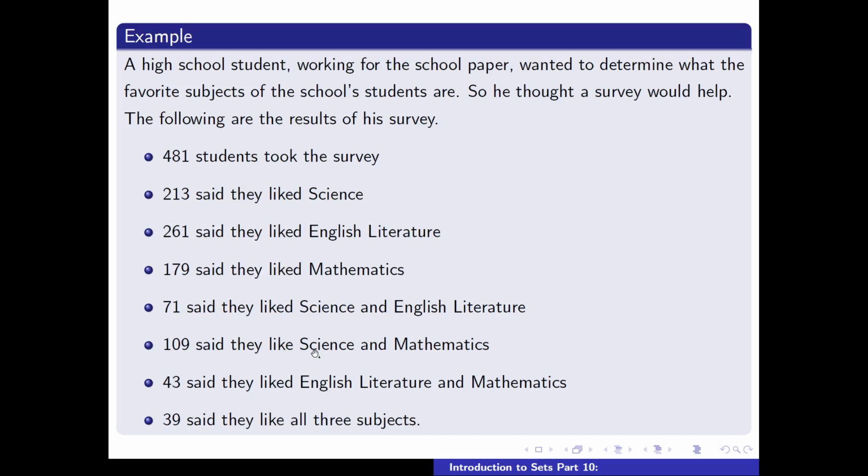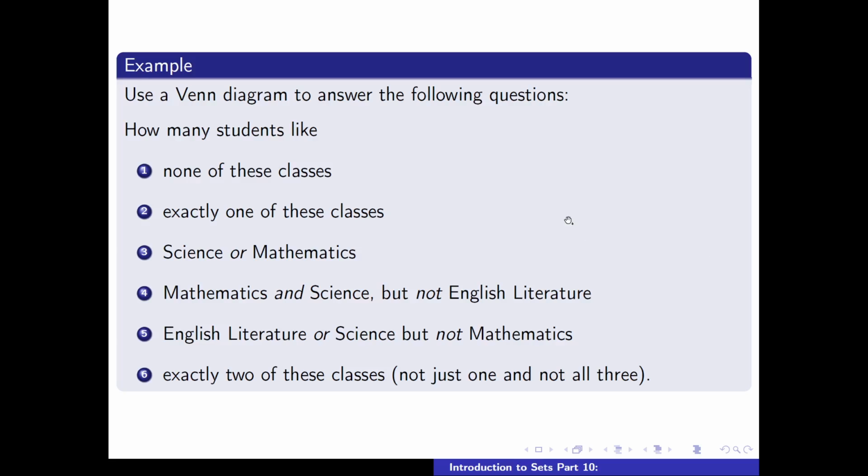So this is where sets are helpful, and particularly Venn diagrams are going to help us organize all of the information here so that we can answer some questions. And here are the questions. Using the Venn diagram, we want to answer the following questions. How many students like none of these 3 classes? How many of the students like exactly 1 of these classes? How many of the students like either science or mathematics?